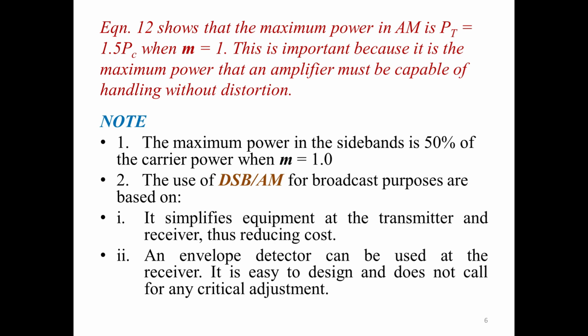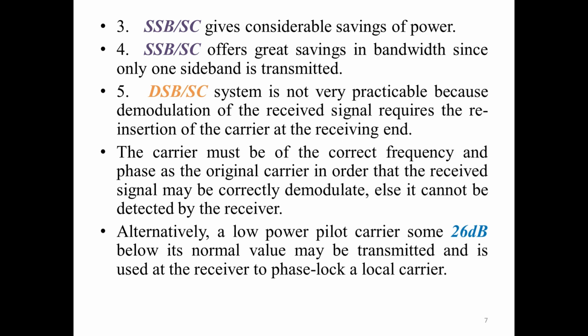The use of DSB-AM for broadcast purposes is based on: 1. It simplifies equipment at the transmitter and receiver, thus reducing cost. 2. An envelope detector can be used at the receiver. It is easy to design and does not call for any critical adjustment. 3. SSB, single sideband suppressed carrier, gives considerable savings of power. 4. SSB-SC offers great savings in bandwidth since only one sideband is transmitted.